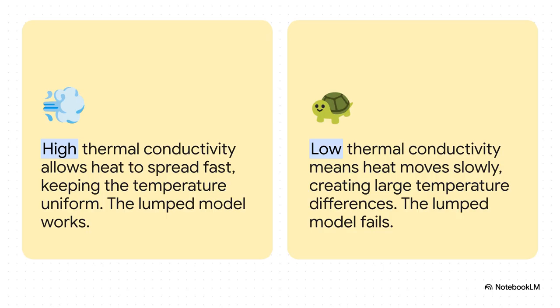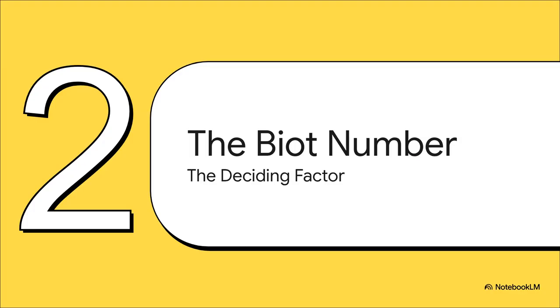So how do we know for sure when we can use this shortcut and when we can't? And that's where our next piece of the puzzle comes in. Engineers needed a foolproof way to decide if they could use the easy, lumped method or if they needed something more powerful. And that decision, well, it all comes down to one simple, powerful number.